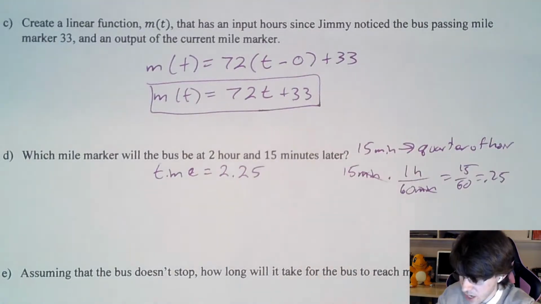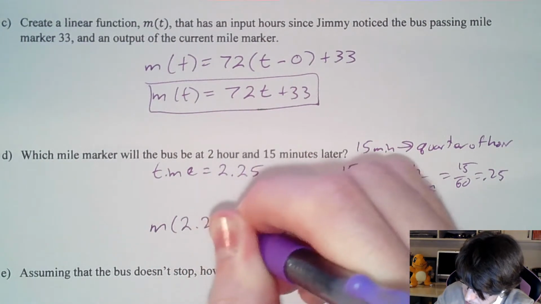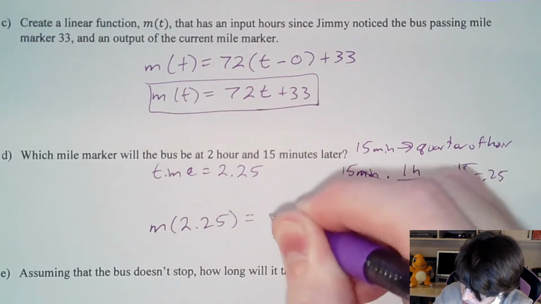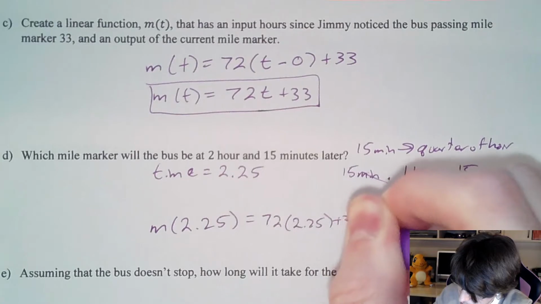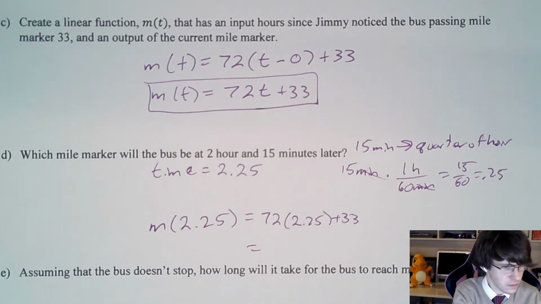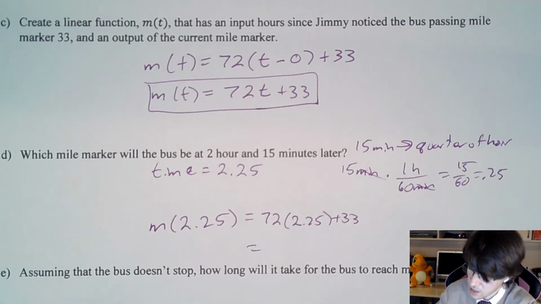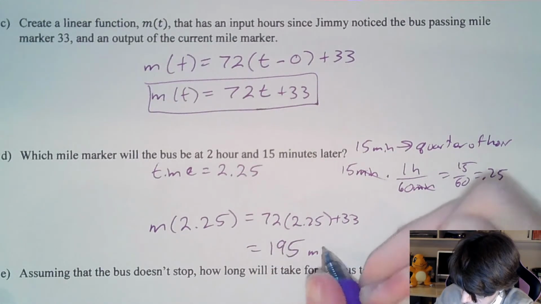Either way, you get time is 2.25, which means we have m of 2.25, which is going to be 72 multiplied by 2.25 plus 33. 72 times 2.25 plus 33. If you do that, that will be 195 is the mile marker.